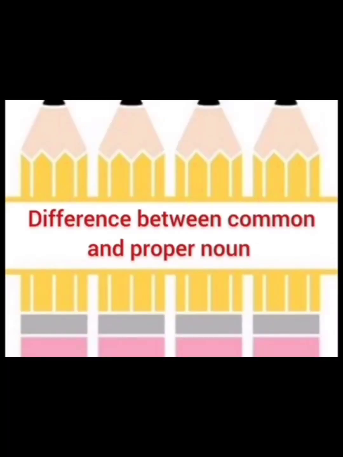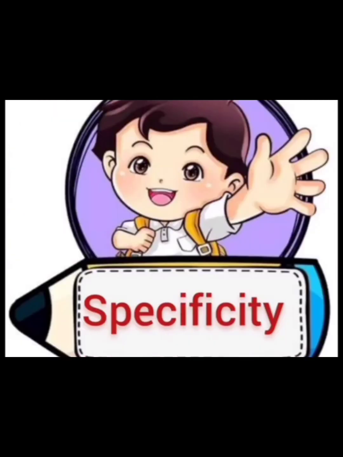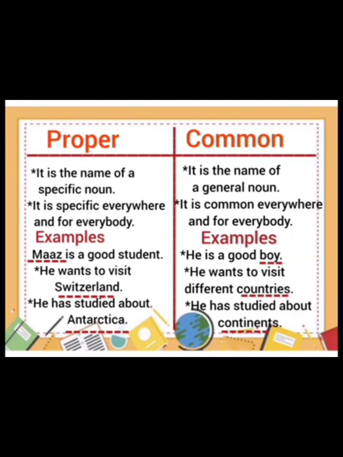Between proper and common noun, the first difference is based on specificity. A proper noun is the name of a specific noun. On the other hand, a common noun is the name of a general noun that is not specific. A proper noun is specific everywhere and for everybody. A common noun is common everywhere and for everybody.